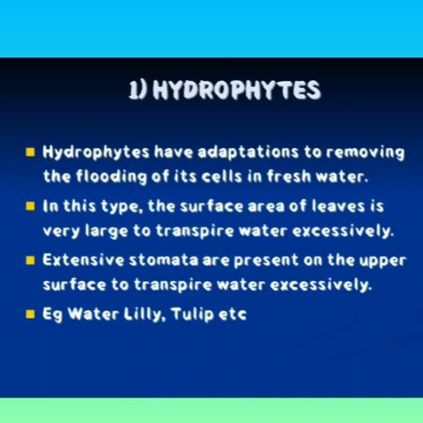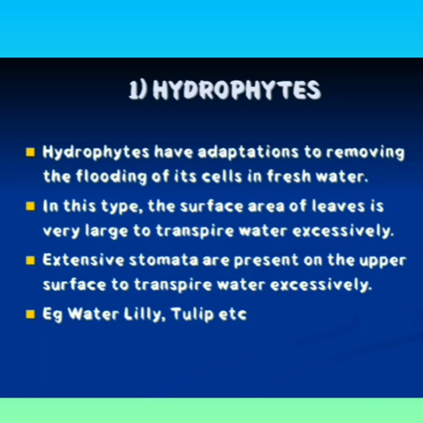They live in water. They have broad leaves having extensive stomata on their upper surface. The advantage of the presence of the extensive stomata is that they increase the rate of transpiration in them so that it removes the excessive water that enters into their cells.